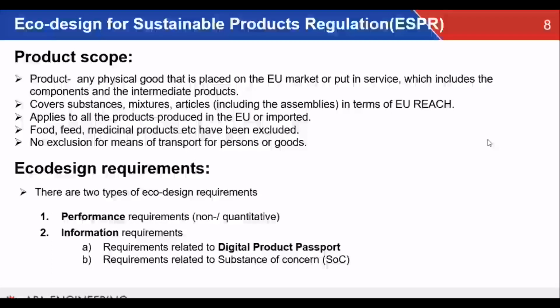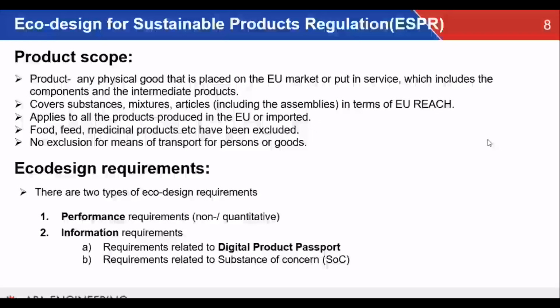So, eco-design requirements. There are two types of eco-design requirements. One is the performance requirement, which will be used for removal of the worst performing products from the market, and the other one is the information requirements. This information requirement is divided into two. One is requirements related to the digital product passport, which we will be seeing in detail in the next few slides, and the other one is the requirements related to substances of concern.